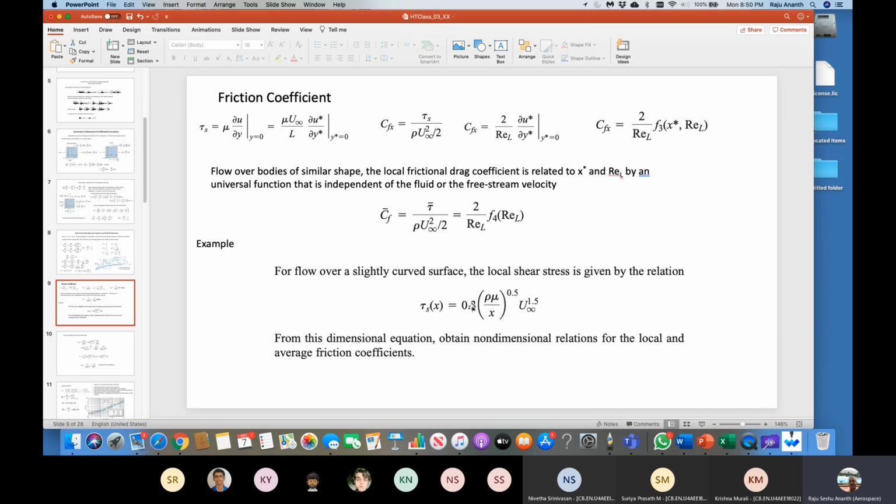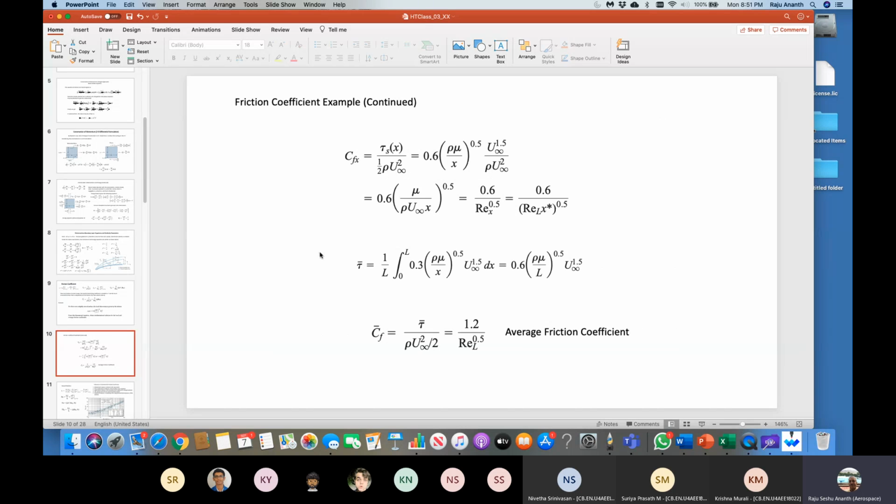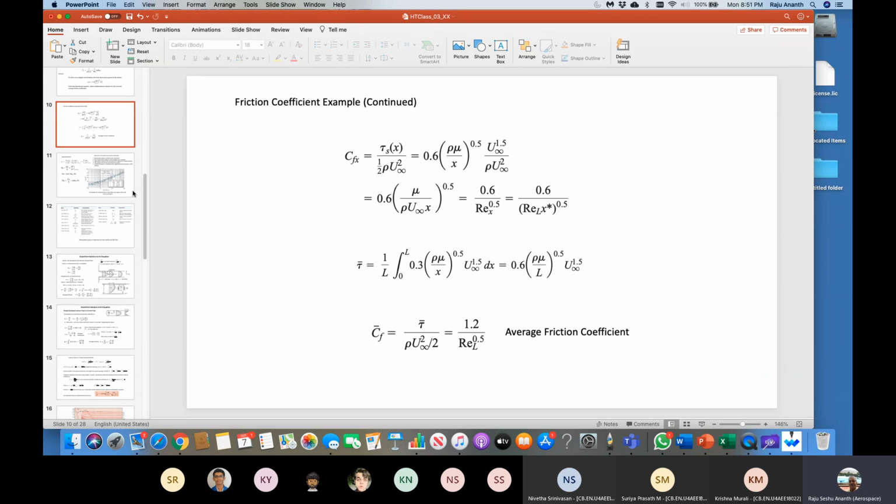And I did an example last time. If somebody has fitted a correlation for the shear stress on the plate as a function of the velocity, how will I calculate the average friction coefficient? We did that. I inputted that in the governing equation, integrated the shear stress over the whole length and divided by the length, and I get 1.2 divided by square root of Reynolds number. So it's purely a function of Reynolds number. That's all. We will prove that theoretically, but I just wanted to do a simple example, which we did already.